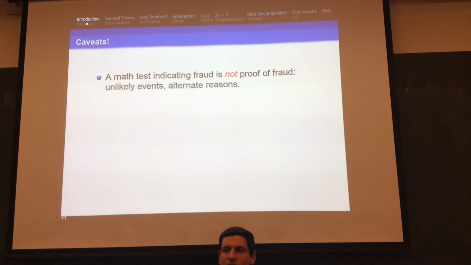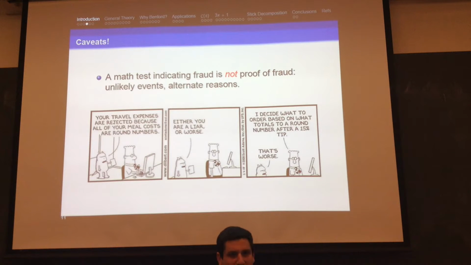And we've talked about how the IRS wants to detect tax fraud. A math test indicating fraud is not proof of fraud. There can be other explanations. So I actually emailed Scott Adams for permission to use the strip, which he has generously provided. Your travel expenses are rejected because all of your meal costs are round numbers. You're a liar or worse. I decide what to order based on what totals a round number after 15% tip. You're worse.